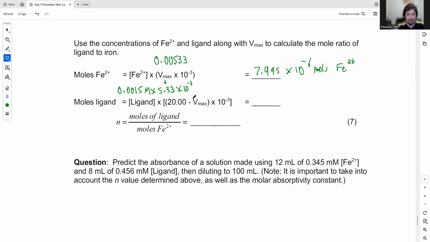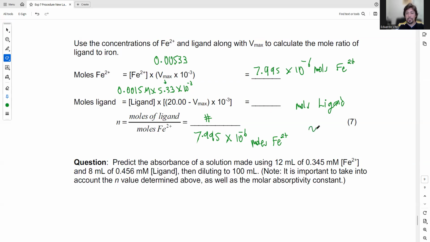So 20 minus 5.33 times 10 to the minus 3, and that is going to give you your moles of ligand, whatever that number might be. I wish I had that number. I don't have that number. So then you're just going to take your moles of ligand, whatever that number is, divided by your moles of Fe, 7.995 times 10 to the minus 6 moles of Fe.